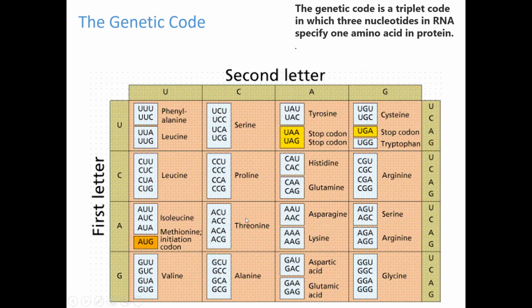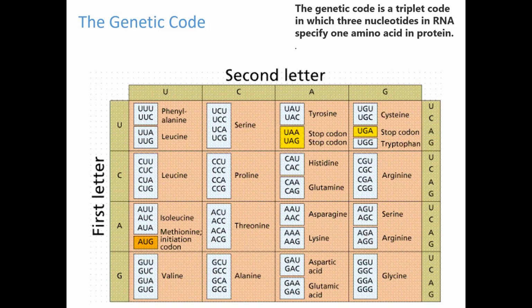There's always a start codon too, over here. AUG in orange. Adenine, uracil, and guanine. It codes for methionine. It's the only one that codes for methionine. That is always the start codon on any protein.